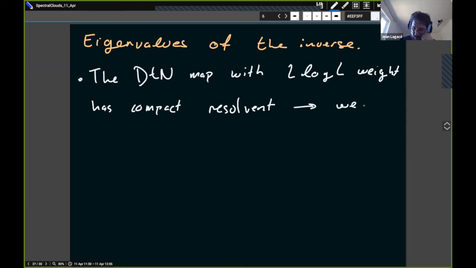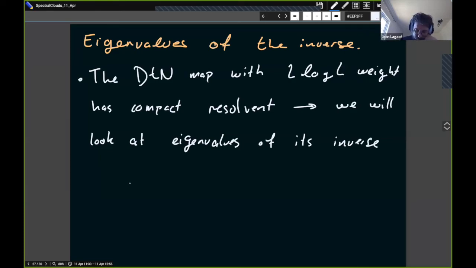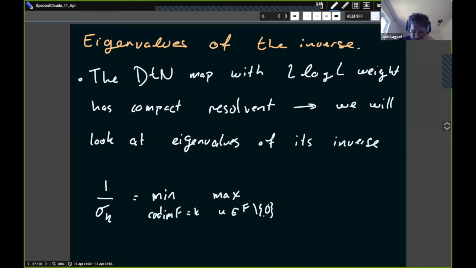So we will look at the eigenvalues of its inverse, which correspond to the quotient 1 over sigma k, which will be the min over codimension-k subspaces F of the max over u in F, except 0, of the integral of beta u squared on the boundary divided by the Dirichlet integral on the disk.